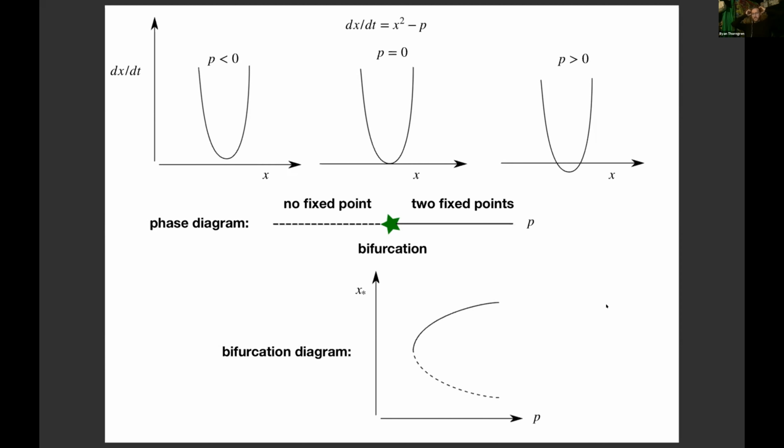So this bifurcation diagram is going to be a very important means of thinking about these bifurcations and even classifying them.